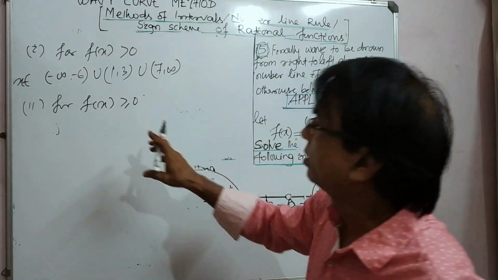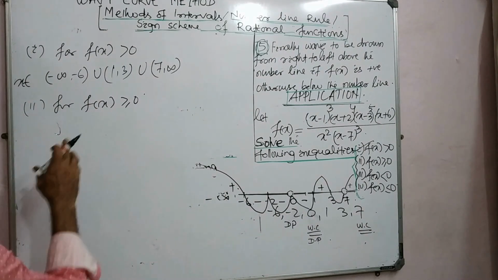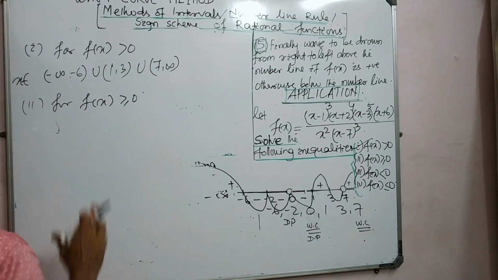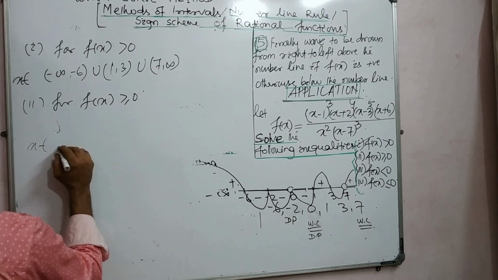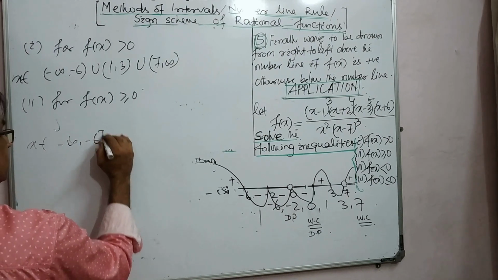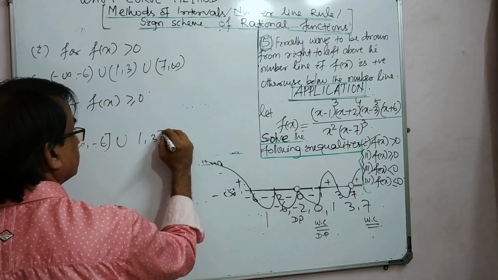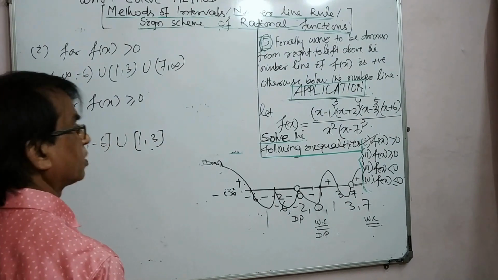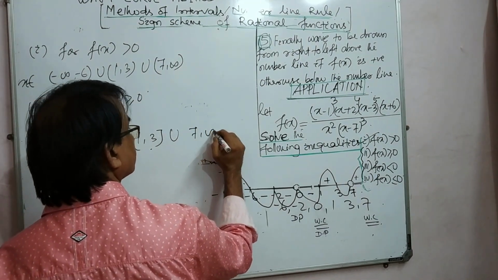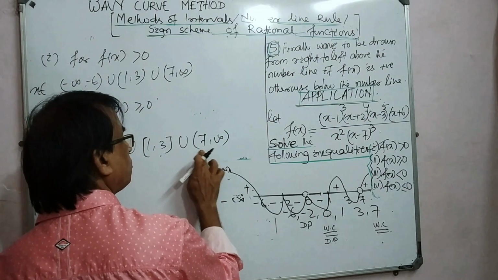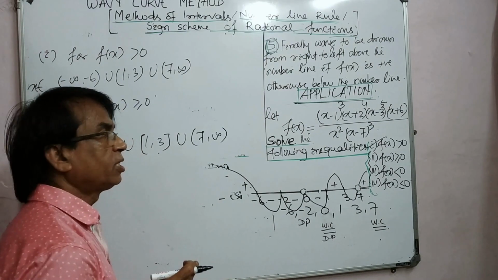Now coming to f(x) greater than or equal to 0, after solving f(x) greater than 0. Equal to 0 means the point where the function vanishes. Now x belongs to minus infinity to minus 6 closed, union 1, 3 closed. We should be careful about the denominator.